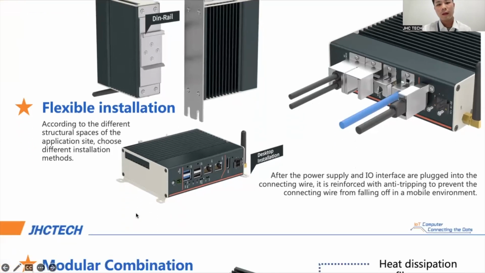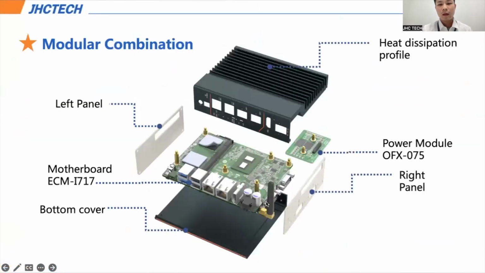Okay, next page. This is the inside picture of this product. First is the motherboard, named ECMI717, and there is a chassis for cooling. Here is a power module. It's named OFX075. With this power module, you can choose the wide DC power supply input.